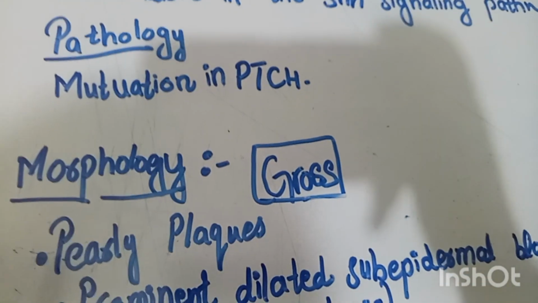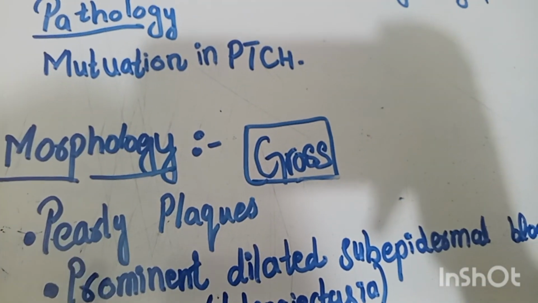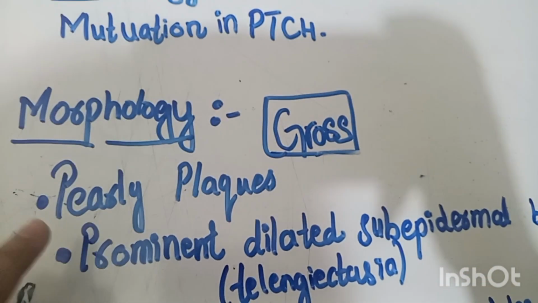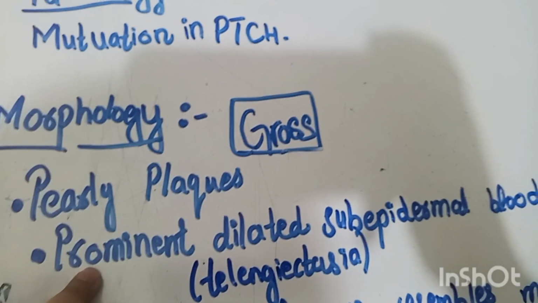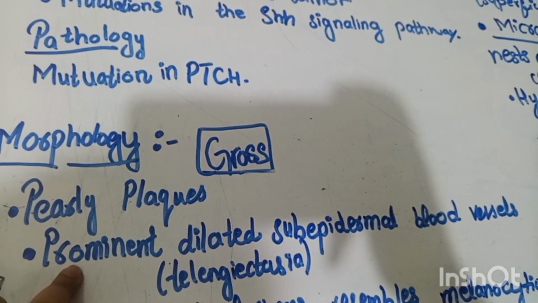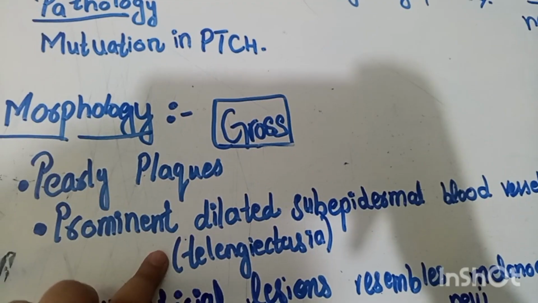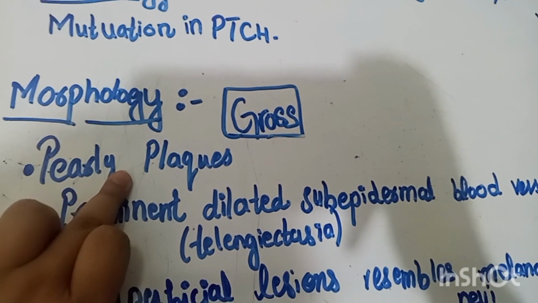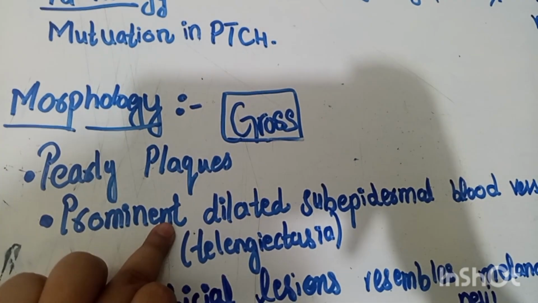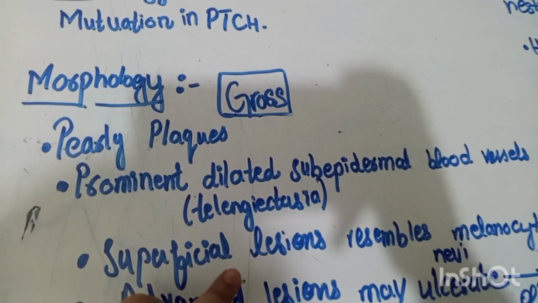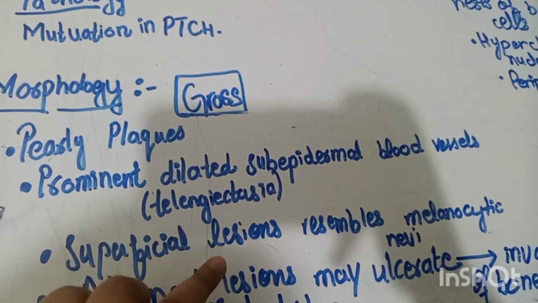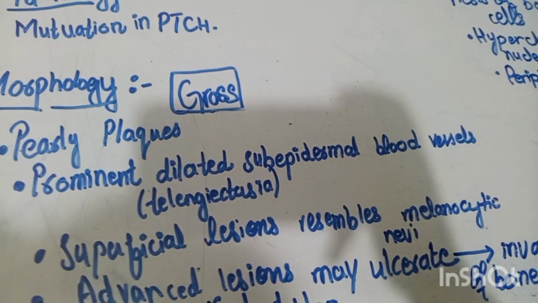But moving on to its morphology, grossly it appears as pearly plaques. We see pearly plaques, and we see prominent dilated subepidermal blood vessels. That is also called telangiectasia. Superficial lesions basically resemble melanocytic nevi.